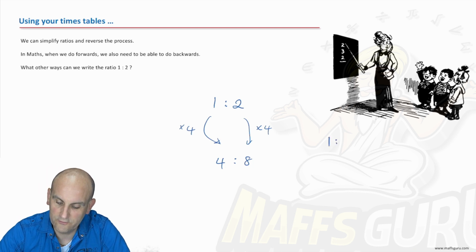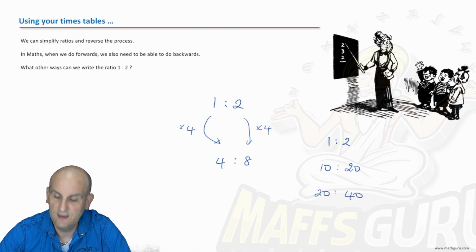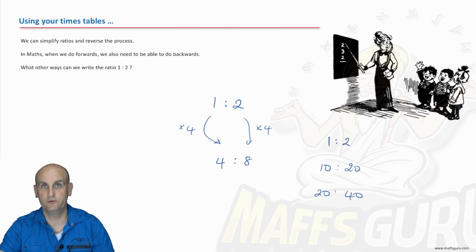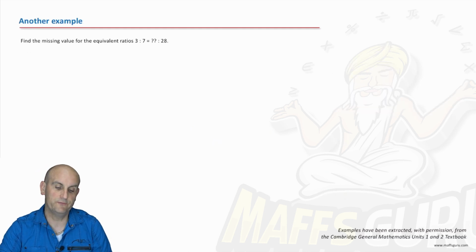What else can I write 1 to 2 as? I could multiply by 10 to give 10 to 20. I can multiply it by 20 to give 20 to 40. So long as what you do to both sides is equal, then jobs are good. Not a problem in any way, shape or form, all right?